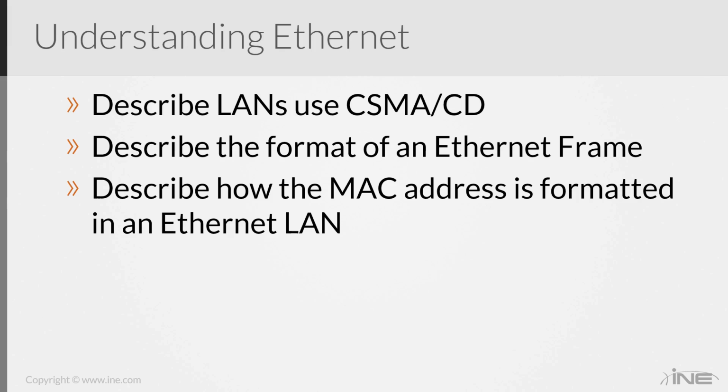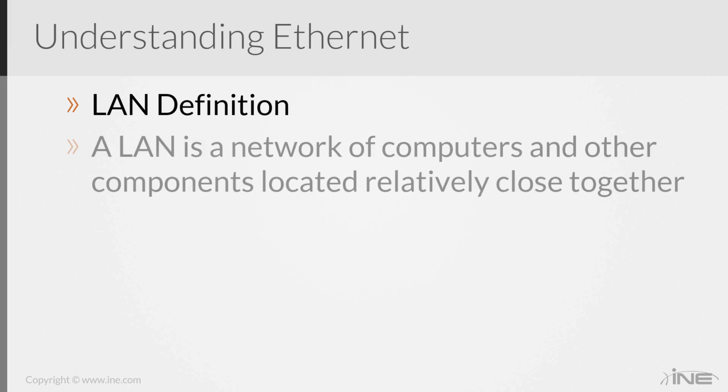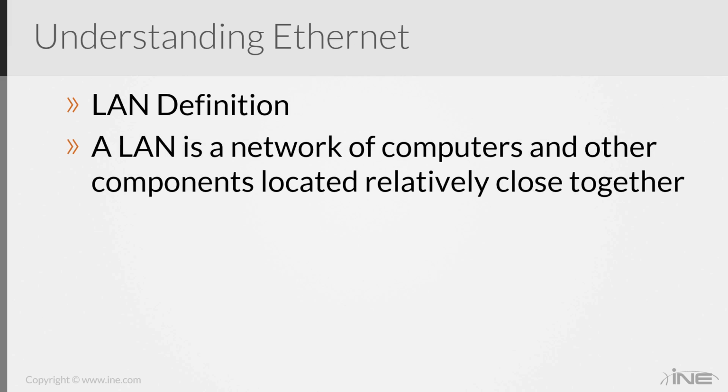So, without any further ado, a LAN definition. A LAN is a network of computers and other components located relatively close together. Now, the nice thing about that is it doesn't necessarily mean that my LAN.